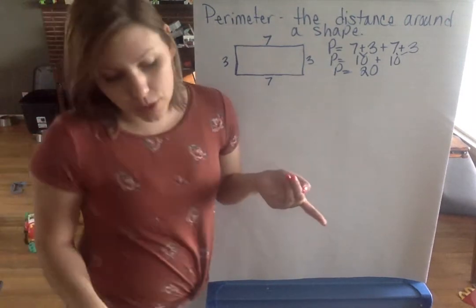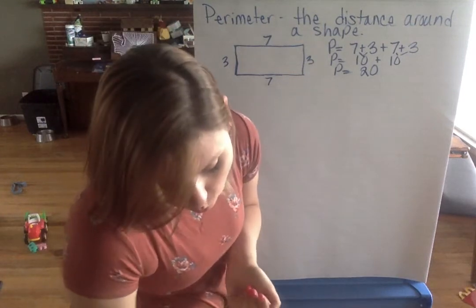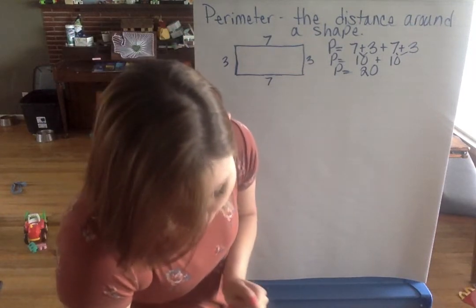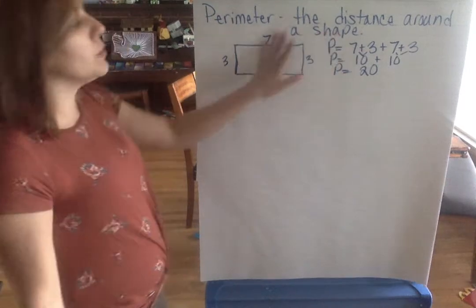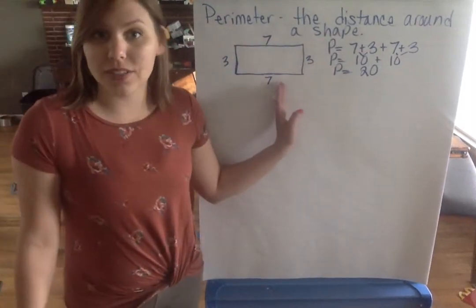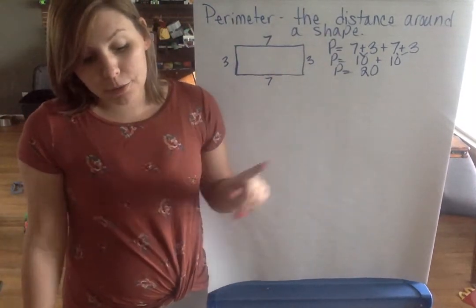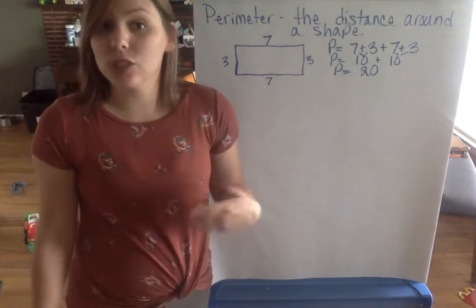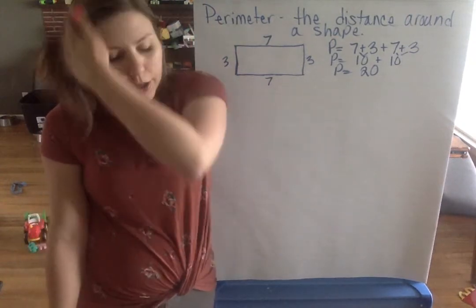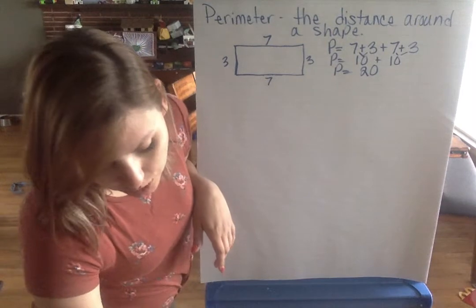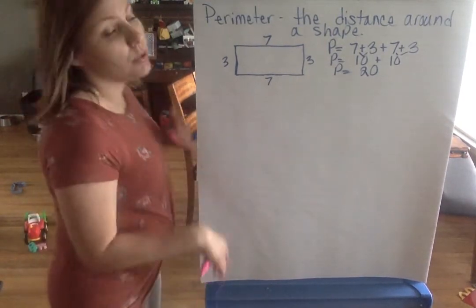So on 13.1 on your practice, we're going to skip down to number 4, because for numbers 1, 2, and 3, you're doing the same thing. You're adding up all of your side lengths to find your perimeter. Number 4 and 5 are a little bit different. It asks you to draw a shape with a given perimeter. So it says to draw a shape with a perimeter of 10 units.